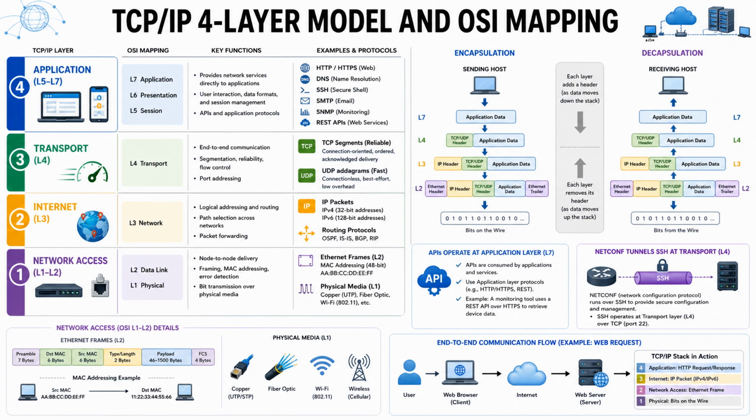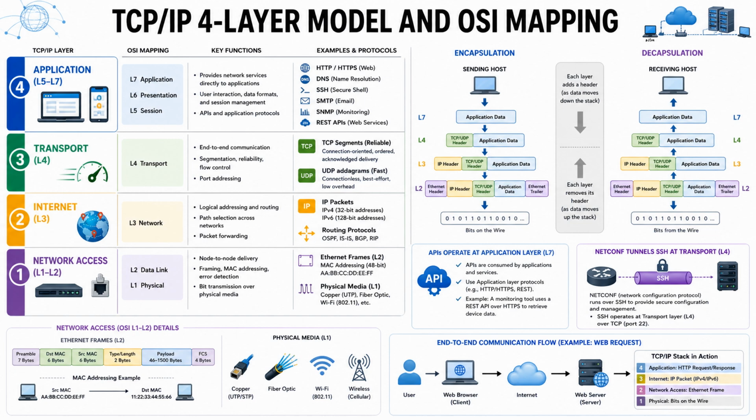On the receiving end, we unwrap and reverse. That's decapsulation. Each layer peels off its own header and hands the payload upward. For automation, the key takeaway at the bottom of this slide: REST APIs live at layer 7, application, over TCP port 443 for HTTPS.